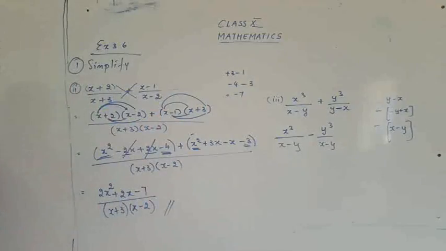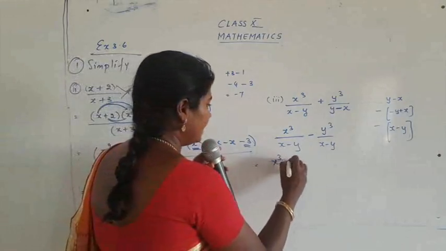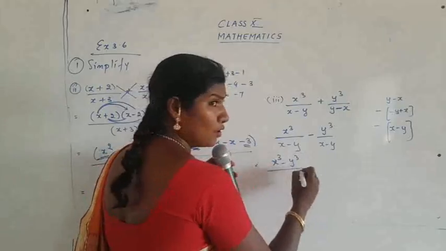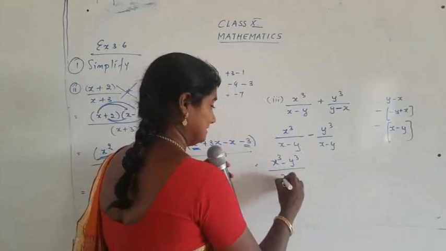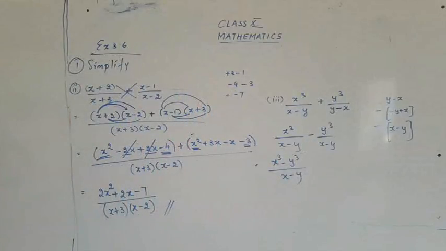So now what can we see here? We have got a like denominator. So now let's go with the step. So this becomes x cube minus y cube upon x minus y.